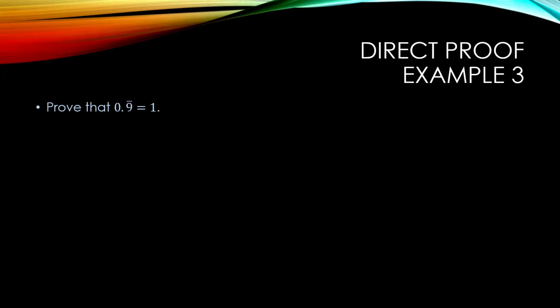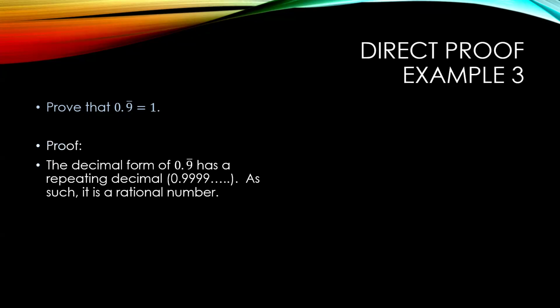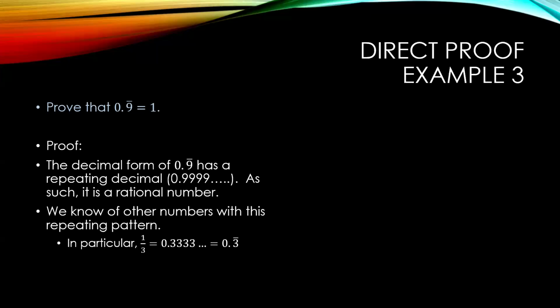There are actually many different proofs for this one. This will be one of them, and this is probably the easiest one to recognize. The decimal form of 0.9 bar has a repeating decimal, 0.999999999, and so on. As such, it is a rational number. We know of other numbers with this repeating pattern. In particular, 1/3 is equal to 0.3333333333, which is equal to 0.3 bar.